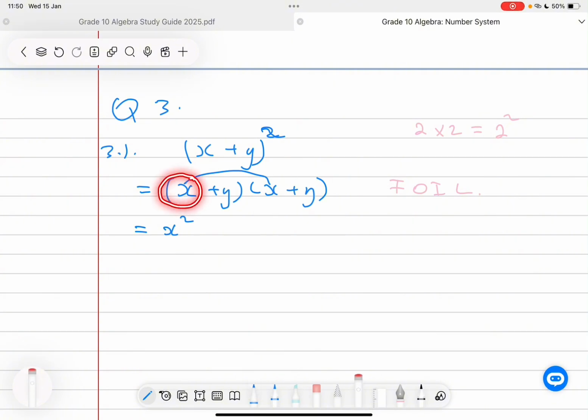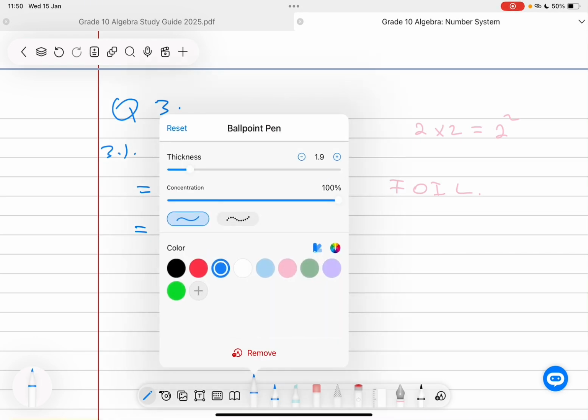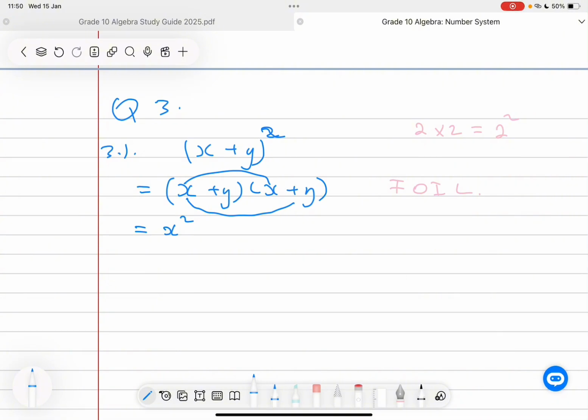Then we multiply the outer term. This is the outer term and the outer term on the second binomial. So now we'll have x multiplied by y, which will give us a positive xy. We then multiply the inner term and the inner term. That will give me the y multiplied by the x, which is the same as xy. Then we multiply the last terms on these 2 binomials. That is y multiplied by y. So that should give me a positive y squared.